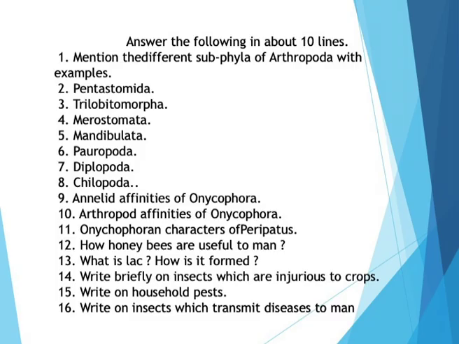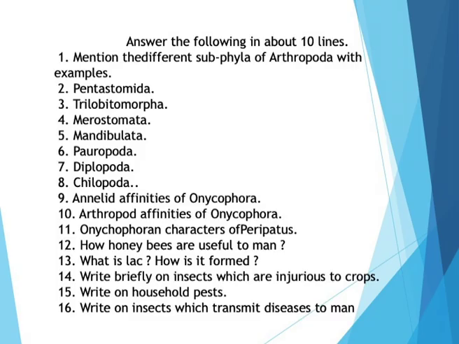Write a short note on Peripatus. Write a short note on Diplopoda. Write a short note on Chilopoda. Write in detail about annelid affinities of Onychophora. Write a short note on arthropod affinities of Onychophora. Onychophora characters of Peripatus. Then there are some more questions like how honeybees are useful to man.